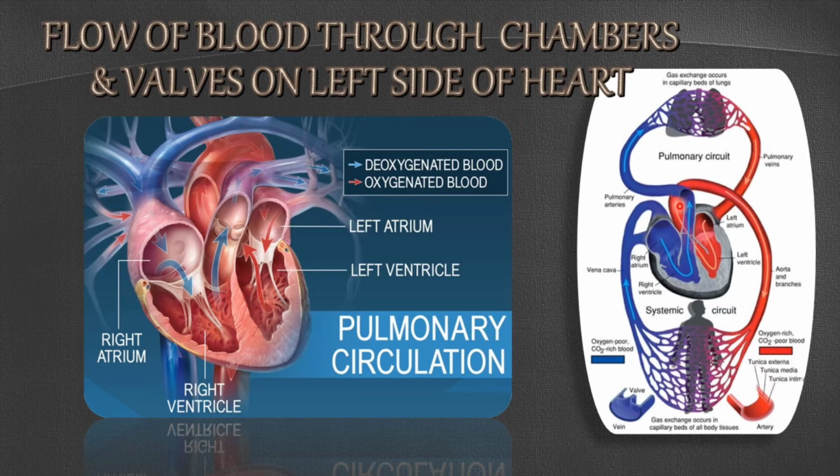Now, there is a confusion. Students are always confused about why it is inverse: the vessels which are taking deoxygenated blood we call arteries, and the blood vessels which are bringing oxygenated blood we call pulmonary veins. So why is it so? This is very simple, because the definition of an artery and a vein is this: the vessel which takes blood away from the heart is called an artery. The vessel which brings blood back to the heart is called a vein.